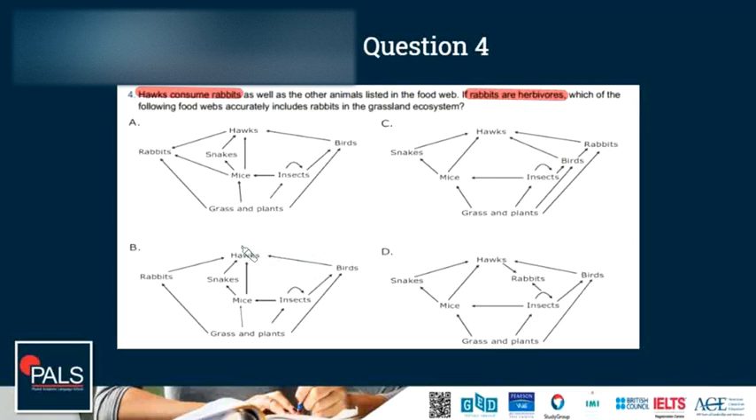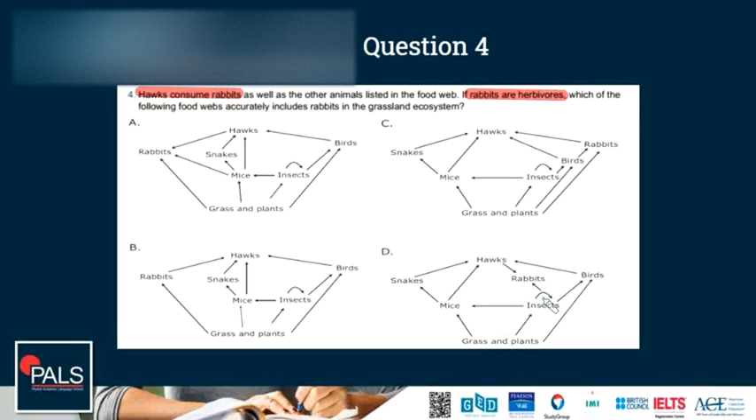And we can see that we can exclude answer A. We have an additional arrow going from mice to rabbits, and there is an arrow going from hawks to rabbits, which is the wrong way around. Here, that's wrong as well. There's no arrow supposed to be going from birds to rabbits. Same here, insects to, where are the rabbits? Here. That is wrong as well.